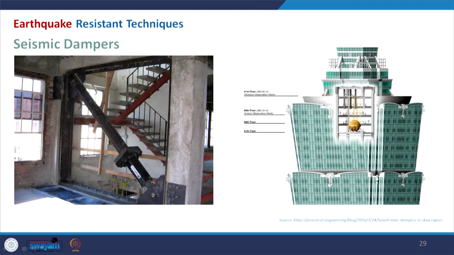Here you can see the viscous dampers that are placed like this, which will reduce that wave. So these are the techniques by which we can really reduce the risk of the collapse of the building.